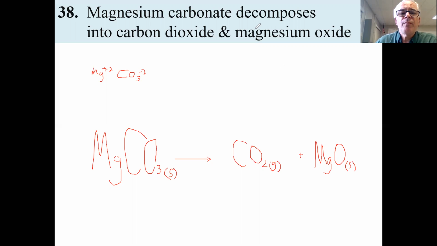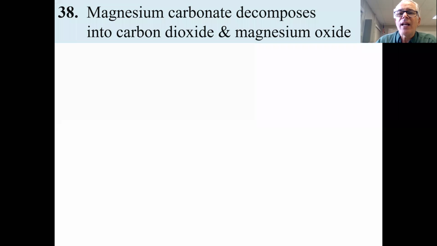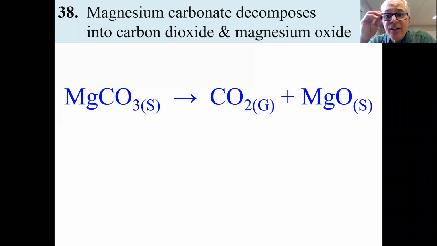So there's one magnesium in the reactant, and there's one magnesium. So far, so good. There's one carbon here. There's one carbon here. So far, so good. I got 3 oxygens here. There's 2 here, and there's 1 here. Hey, this one's already balanced. We don't have to do any work. You know, sometimes you get lucky and it's already balanced. It's in a 1-to-1-to-1 ratio.